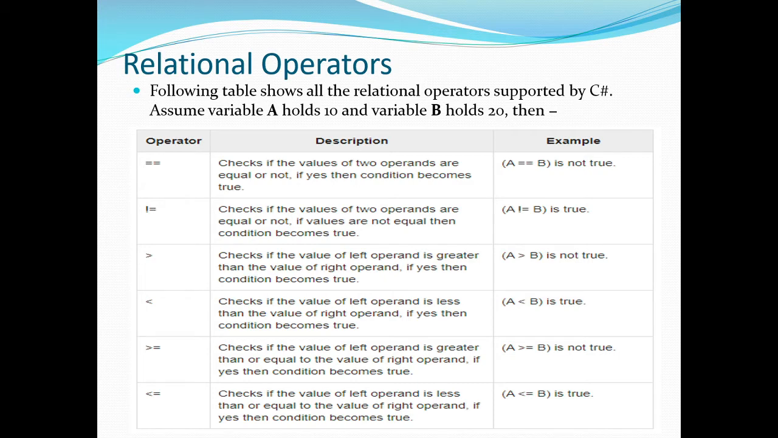Then we have the greater than sign, which checks if the value of the left operand is greater than the value of the right operand. If yes, then the condition becomes true. As we can see in the example, a is greater than b is not true, because b is 20. The other one, less than, is true because 10 is smaller than b.